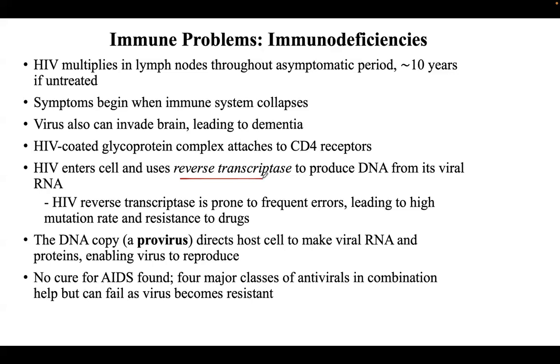Am I right or wrong? So DNA to DNA is replication and DNA to RNA is transcription. And this is doing the opposite thing. It is producing DNA from its own RNA. It is also possible.